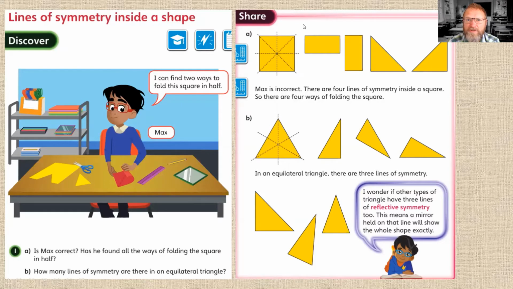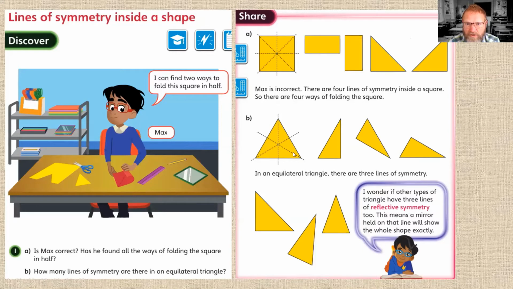And then we've got the 2 diagonal lines of symmetry. And those diagonal lines, if we folded the square over, would leave us with these right-angled triangles. Question 1b. In an equilateral triangle, there are 3 lines of symmetry. And you can see that there. We've got 1 going vertical. And if we fold that over, we end up with this shape.